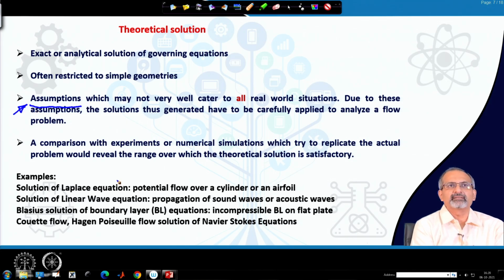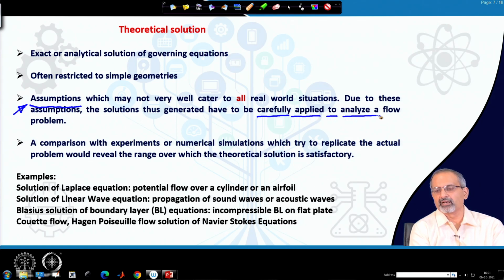So, if you are making assumptions, you have to be clear what impact those assumptions will have on the solution that we are generating. That is why we have to be very careful when we apply the solution to analyze the flow problem.